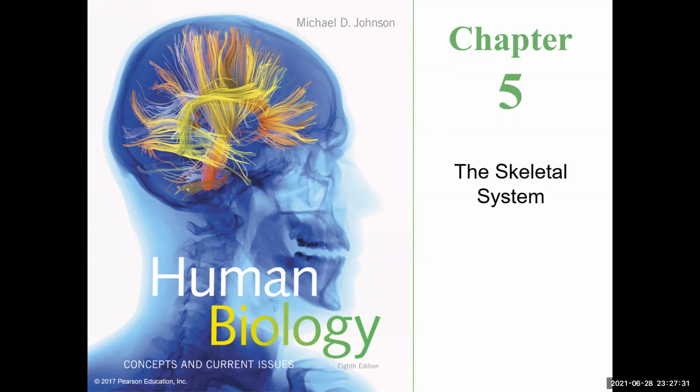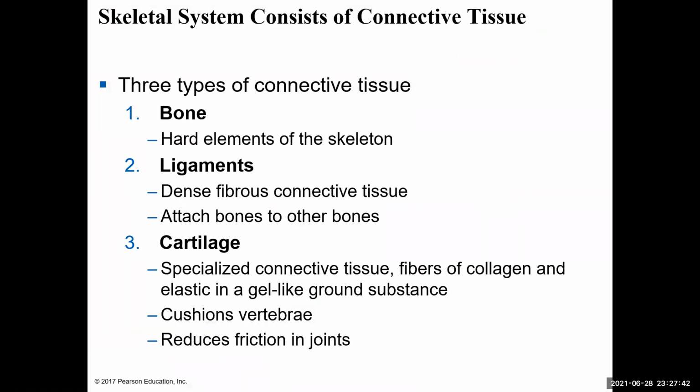All right. And so with that, let's dive in and talk about the basics of the skeletal system. So the skeletal system is made up of connective tissue. And we have three types of connective tissue that are found within the skeletal system. So we have that specialized connective tissue, which is bone. And the bone is the hard element of the skeletal system. It provides support for the body and also provides protection for some organs and other tissues that are in the body.